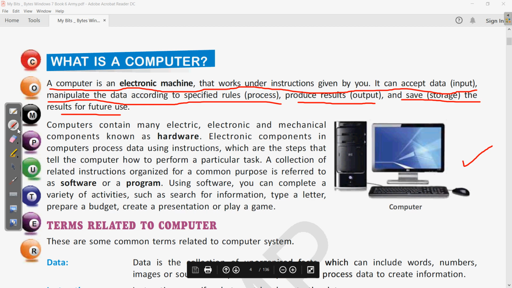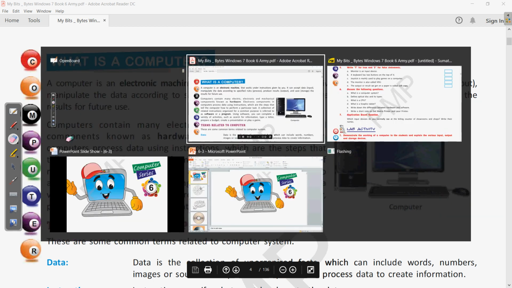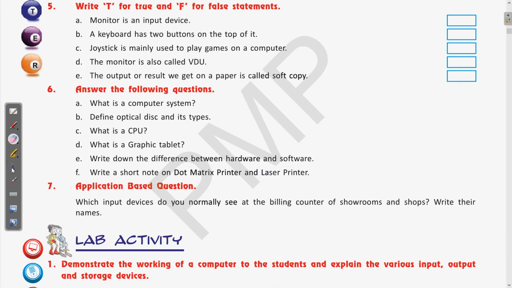Okay, now coming to the next question. First let us erase this. I hope most of you have done the exercises, question answers also. Let us see the second question. The second question is: define optical disc and its types. We have covered this question also while explaining the chapter: DVD, CD. These are all the different optical discs. Not only do we have to write the definition but also the types of optical disc. I hope this is clear. Now let us see the different optical discs and their types.